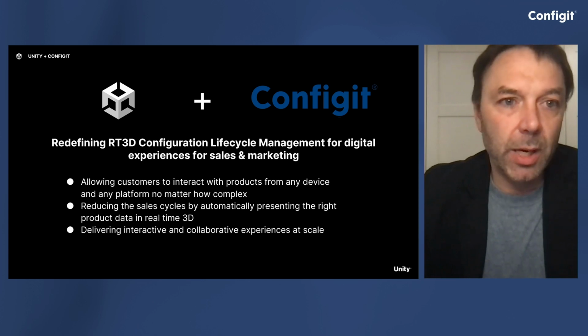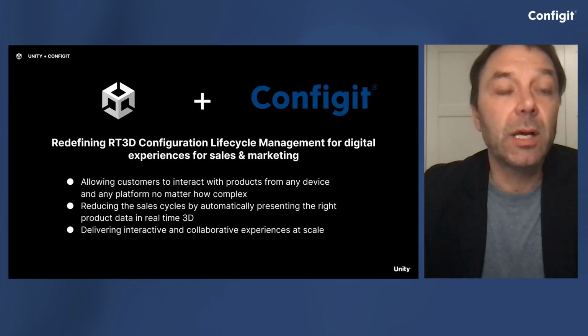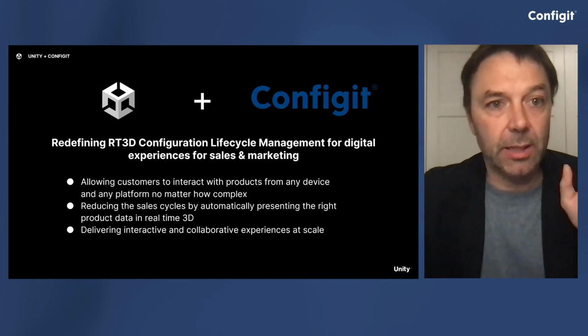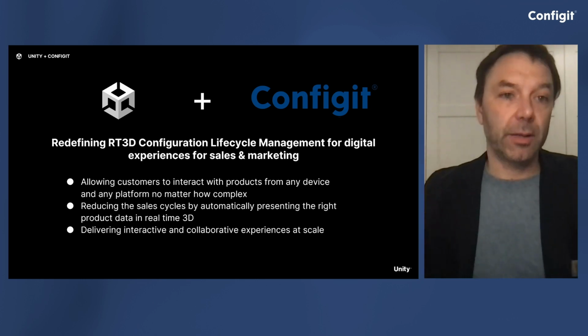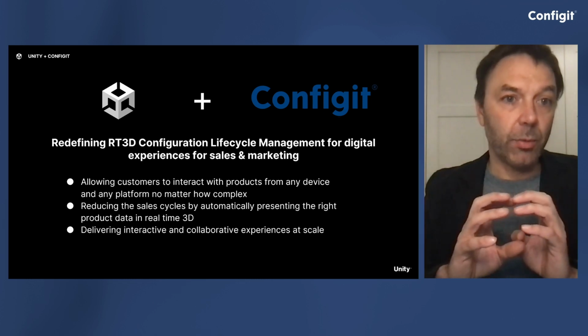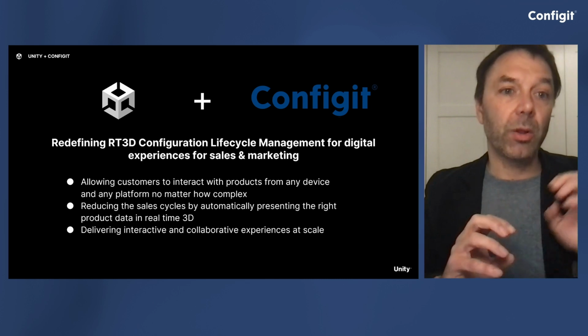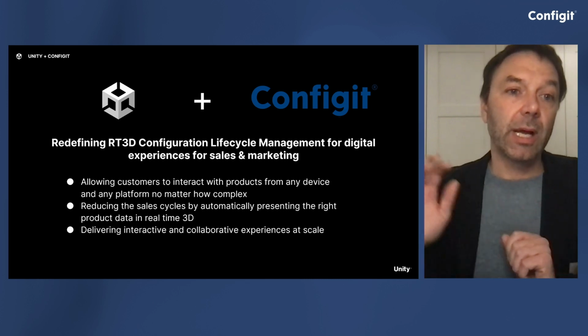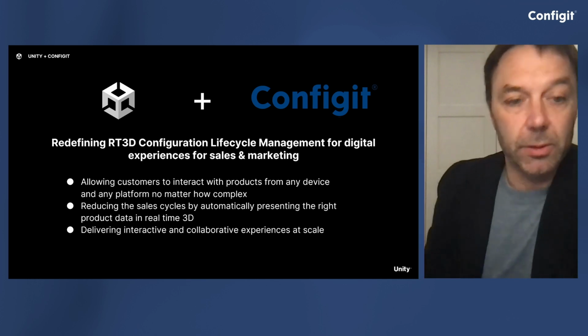And the reason this relationship has made a lot of sense to both companies is that Configit is highly focused on the configuration portion, and Unity is highly focused on the visualization component. When you combine those together with some product engineering, you now have a system that can take you all the way from design and engineering out to sales and marketing, and even further down the product lifecycle.